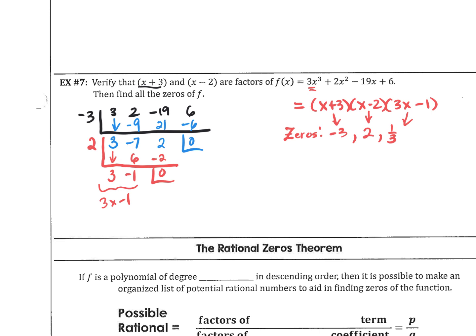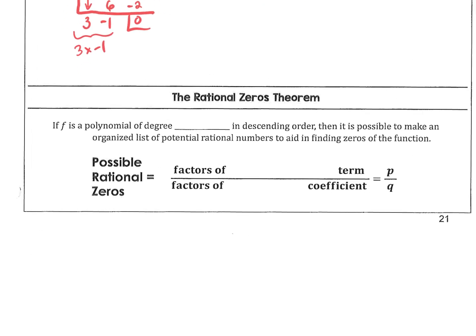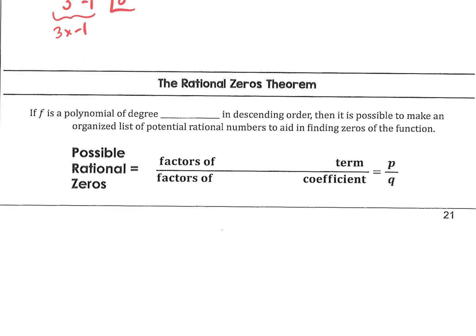Rational zero theorem, okay? Rational means fraction, okay? Possible rational zeros are going to be factors of the constant term divided by factors of the leading coefficient, P over Q. You'll hear me say that a lot. Let's find our P over Q's. So this is going to be factors of the constant term, factors of the leading coefficient, okay?